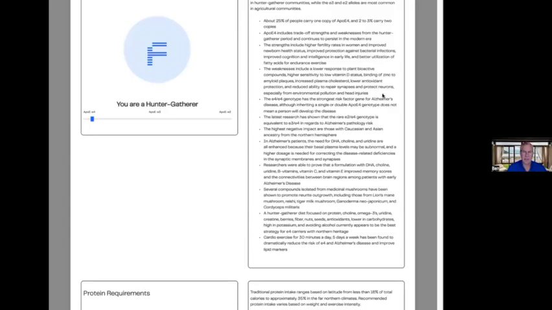APOE status E4, E4. The APOE status is most important because it gives us an indication for risk for cognitive health and Alzheimer's. Now, as we always tell you, with this test, this is not a destiny, but a roadmap. Your DNA is not your destiny, but a roadmap to your future and present.